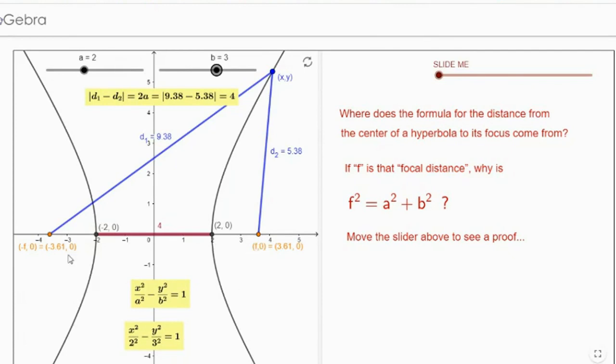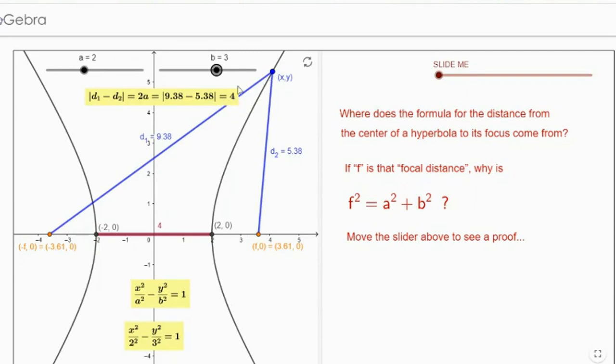Here are our two focus points. One's at negative 3.610, and the other one's at positive 3.610. The center is the origin, and negative 2, 0 and 2, 0 are the vertices. But let's look at this. The distance from this point on the hyperbola to this focus is 9.38, and the distance here is 5.38. When you subtract those, remember, with an ellipse we add those; with a hyperbola, we subtract those. The difference is 4.